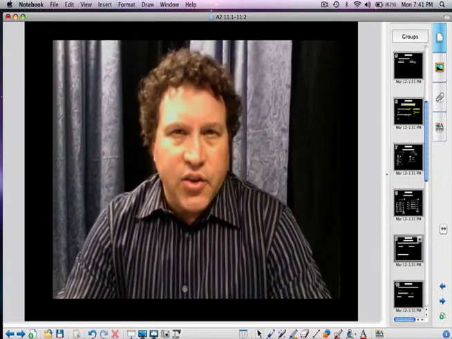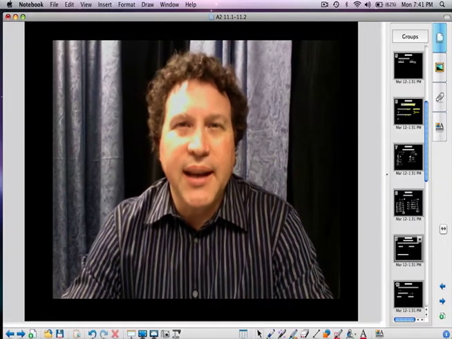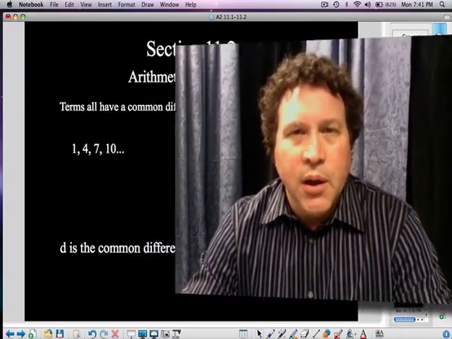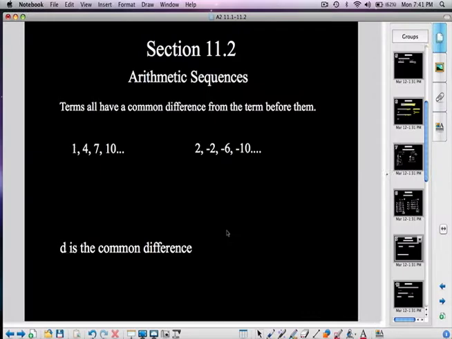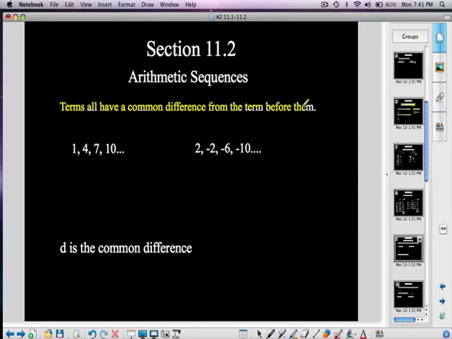Hi, in section 11.2 we're going to talk about the concept of arithmetic sequences. Arithmetic sequences are a certain type of sequence, and what distinguishes them from other sequences is that the terms all have a common difference from the term before them. Differences are of course found by subtraction.